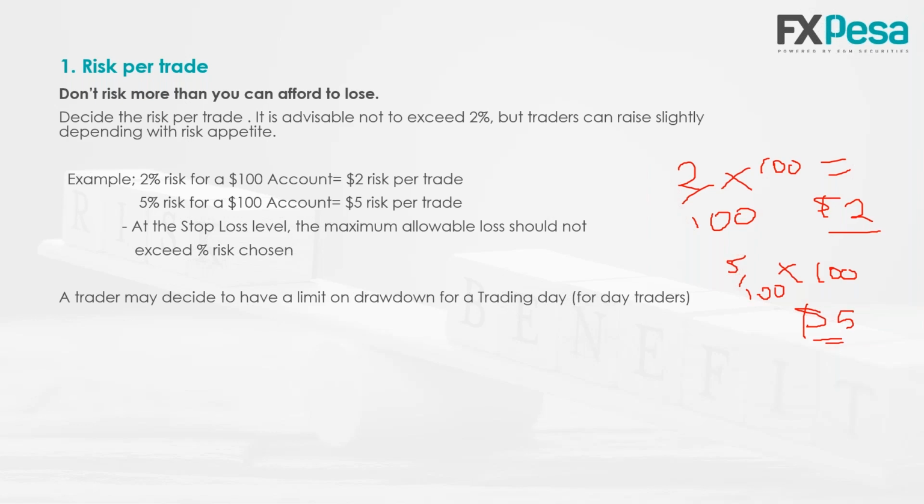So at the stop loss level, the maximum allowable loss should not exceed the percentage risk that you've chosen to expose yourself to. So as a trader, you need to decide something also called drawdown. Drawdown is on our next slide.